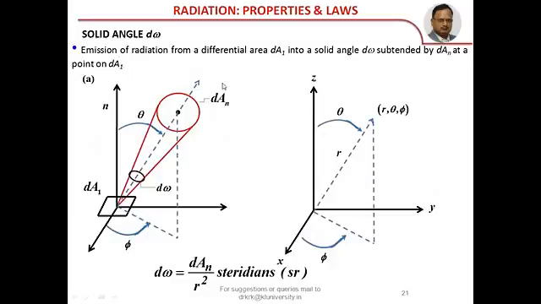Now look at this. The emission of radiation from a differential area dA1 into a solid angle d omega subtended by dAn at a point on dA1. So with reference to this, we define d omega is equal to dAn by r square. And this angle theta is known as the zenith angle, and this phi is known as the azimuth angle.